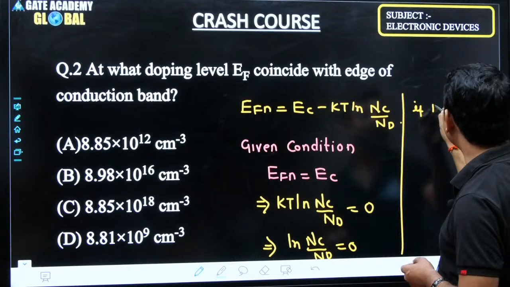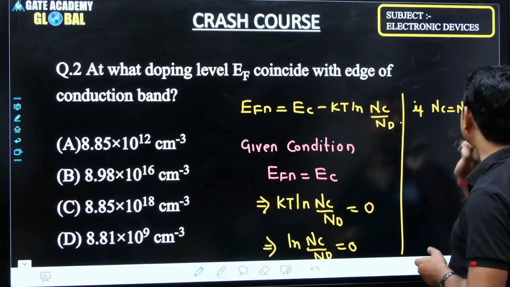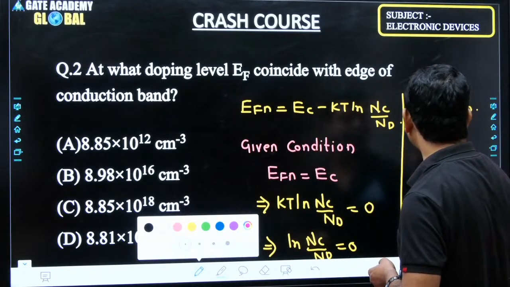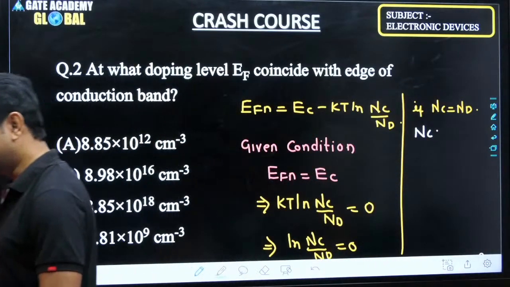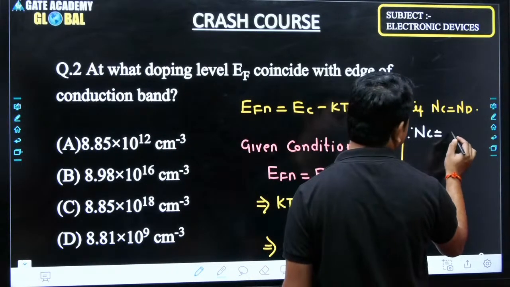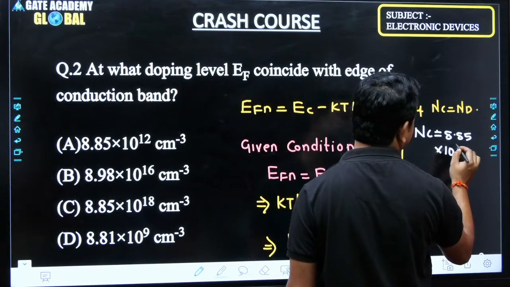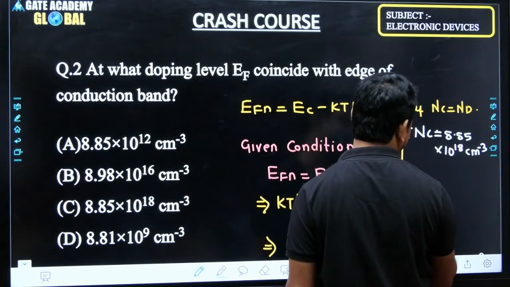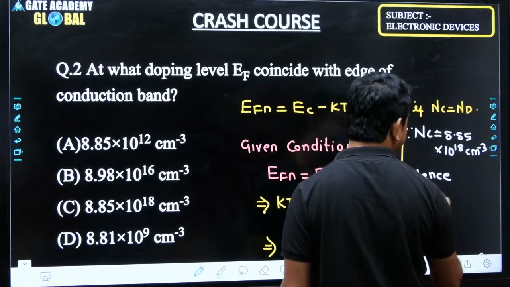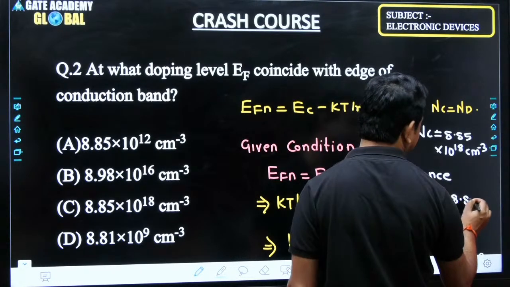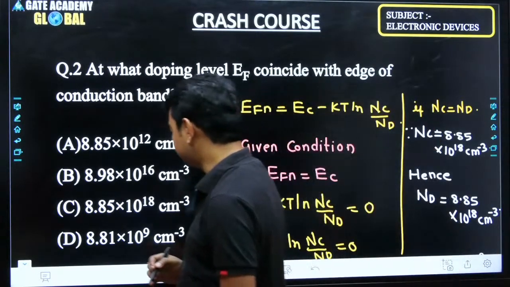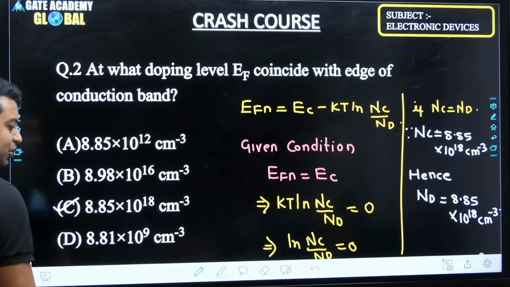If we are having NC equal to ND, then only it is possible. So already we have found out the value of NC. What is the value of NC? In the previous slide we have seen the value of NC, 8.85 into 10 to the power of 18 per centimeter cube. So since NC is equal to 8.85 into 10 to the power of 18 per centimeter cube, then we can conclude that hence ND is also equal to 8.85 into 10 to the power of 18 per centimeter cube. This is the answer, C.